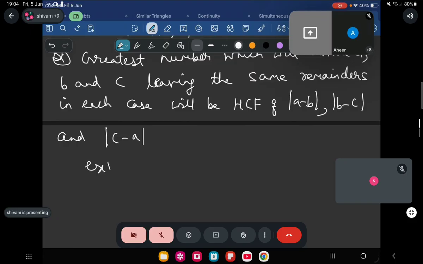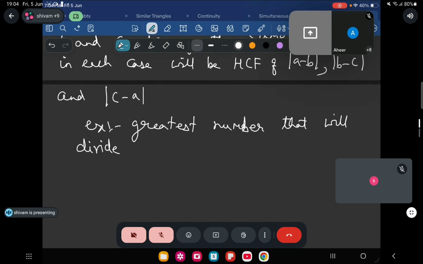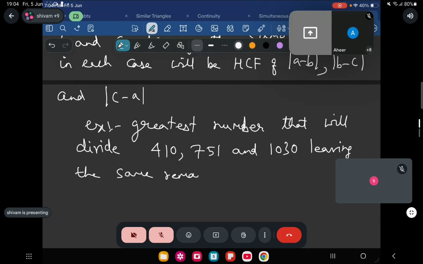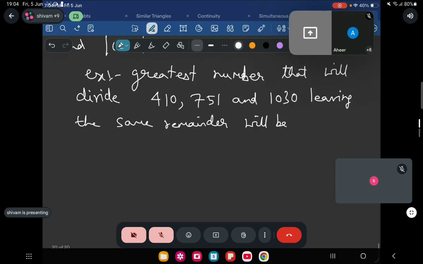For example, the greatest number that will divide 410, 751 and 1030, leaving the same remainder in each case will be: we have to take the HCF of 751 minus 410, 1030 minus 751 and 1030 minus 410. Just now we did a problem based on this concept. Do you remember?